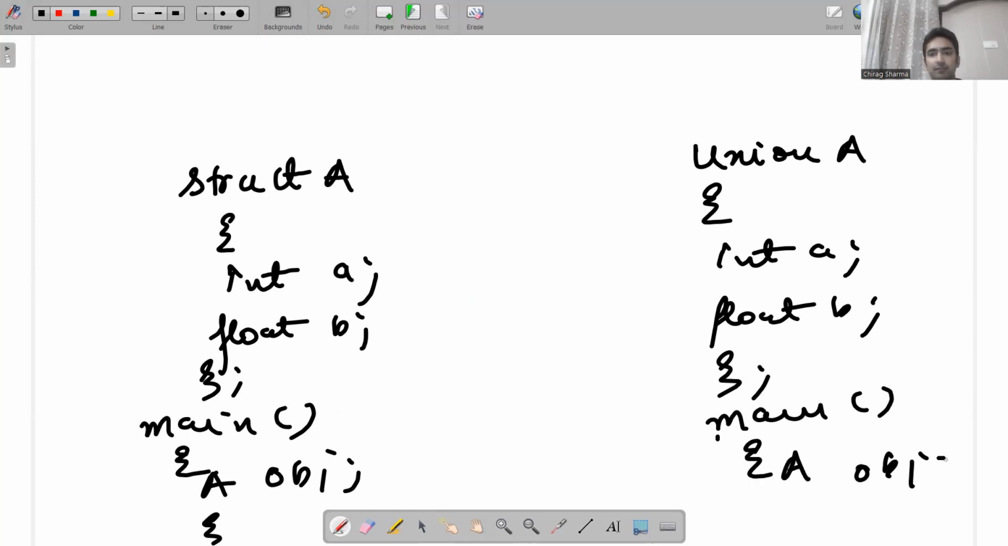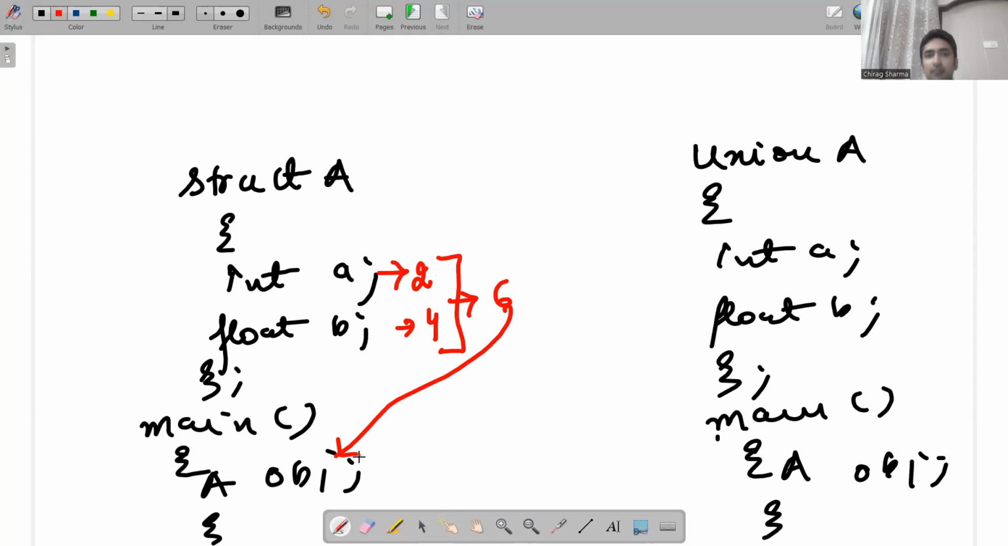A followed by obj. Now, as per the definition, every data type is having its own individual size. Obviously the sizes of integer and float depend upon compiler to compiler. But if I'm talking about the conventional data type sizes, integer is 2 and float is 4. So the total memory, which is 6, is allocated to this particular object.